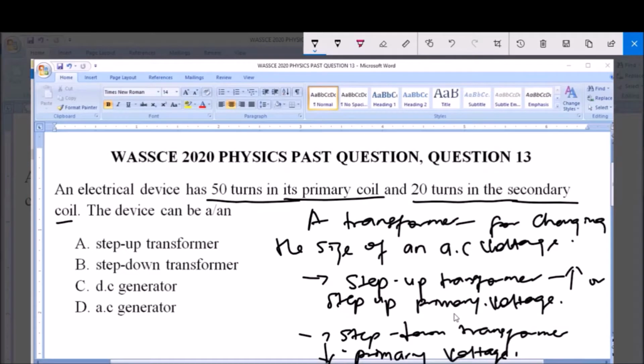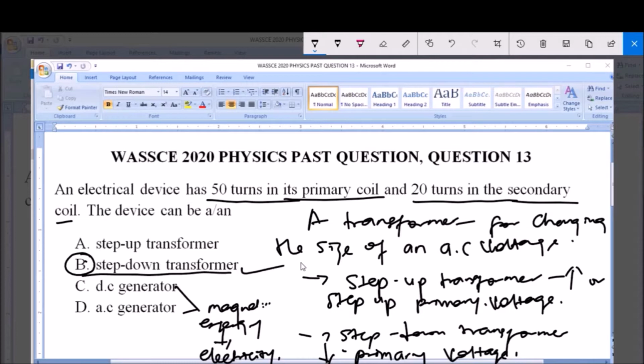Now, we didn't look at generators, DC generator or AC generator. This is because a generator is a device that is used to convert magnetic energy to electrical energy. So it works on the principle of electromagnetism, whereby magnetic energy is used to produce electricity. That's in terms of the generator. But the device that we have been described here is a transformer, and that is the step down transformer, which is option B.